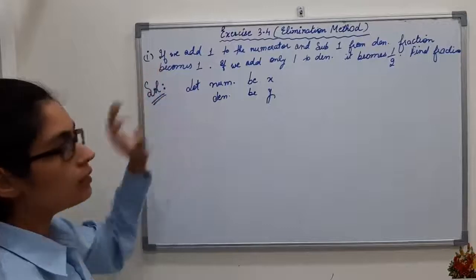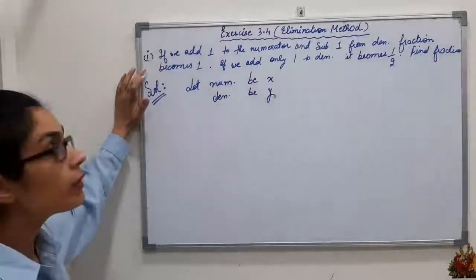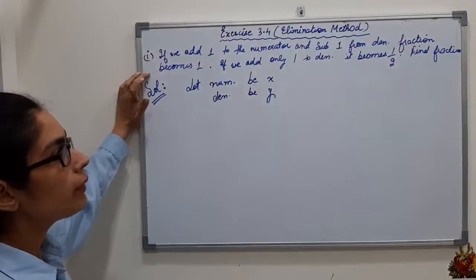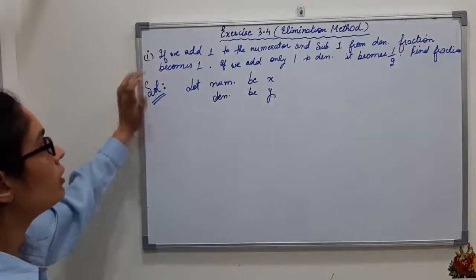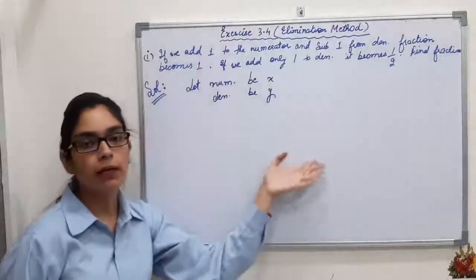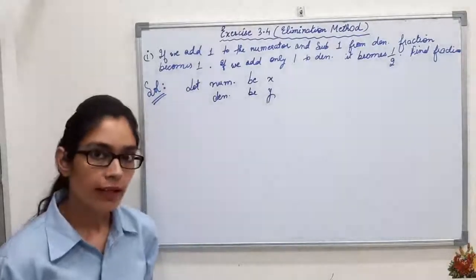So this is the first sum of your second part. Just read it out. If we add 1 to the numerator and subtract 1 from the denominator, the fraction becomes 1, and if we add only 1 to the denominator, it will become 1 by 2. Find the fraction. So now we know we have to find a fraction.